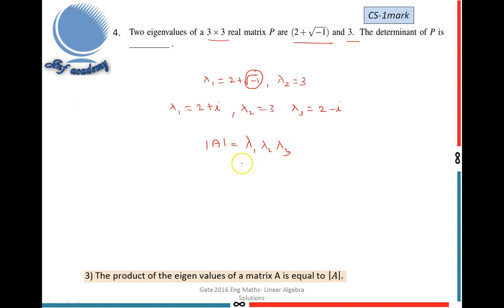Product of eigenvalues of a matrix A. Determinant of, here the matrix name is P, determinant of P. Lambda 1 is 2 plus i and lambda 3 is 2 minus i, lambda 2 is 3. 2 plus i times 2 minus i means a square minus b square, 4 minus i square is plus 1, into 3, 5 into 3 is 15. So the final answer is 15.